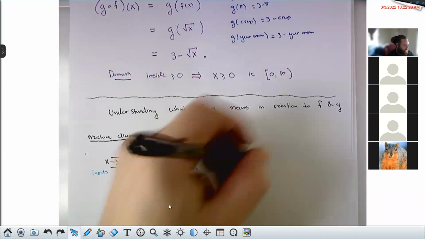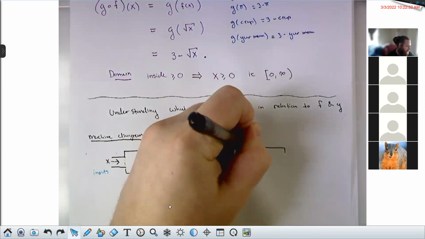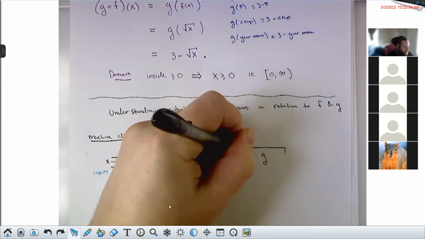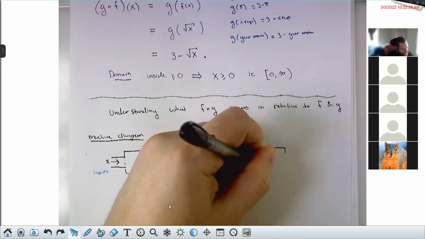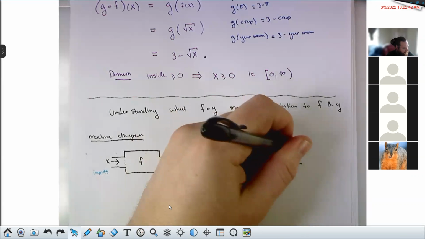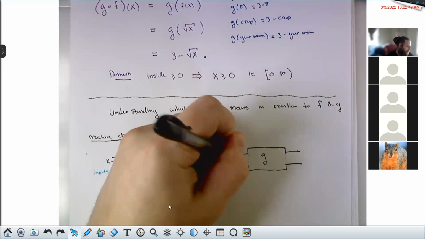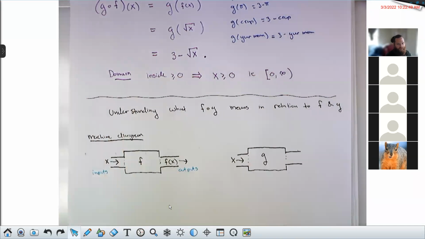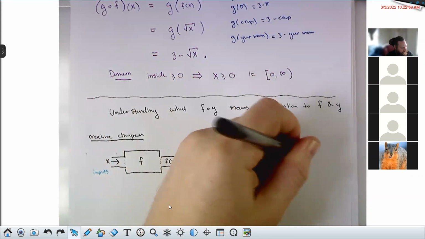G also has a machine diagram, right? We could draw this picture just using the letter G there instead. X's come in, G does something to them, outputs go out.